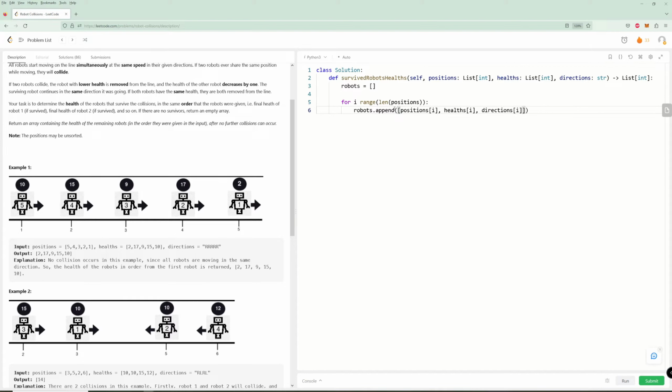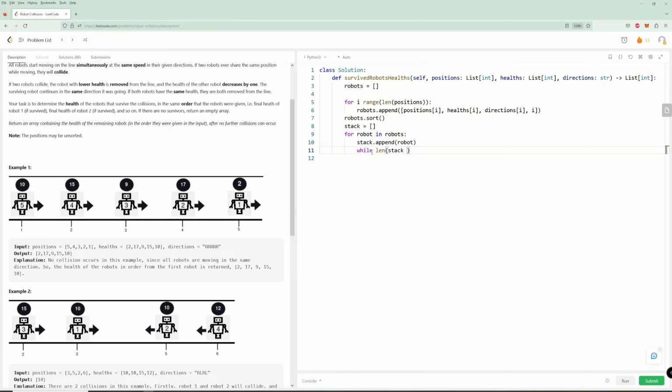So we have the position, health, direction, and now we actually want the index, because we're going to use that to write to the result. Now we're going to sort this. Okay, now we're going to make a stack, and this is pretty much going to be the same as the asteroid problem yesterday, like I said. So for robot in robots, we are going to append the robot.